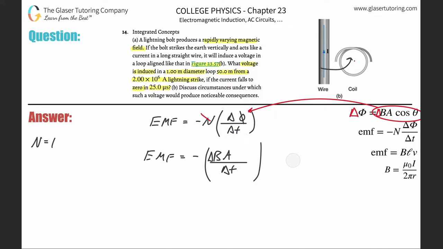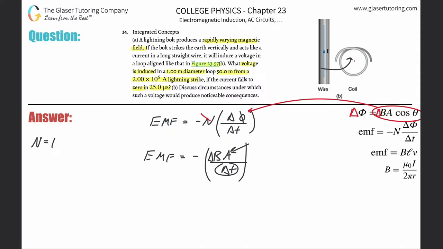All right, so now here's what we got. Now the question is, what's the area of the coil? Can we find that? Sure we can. What's the area of a circle? It's pi r squared. So this is just going to work out to be pi r squared. Do we know the radius? Well, no, but they told us the diameter, so we can figure that out and substitute it.